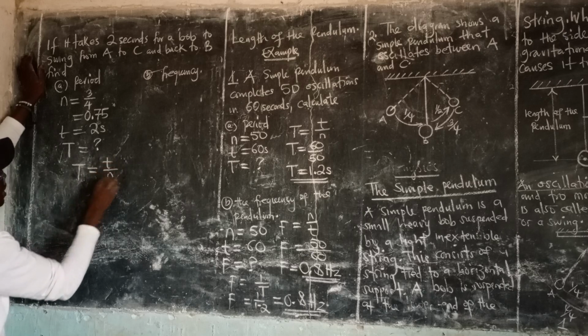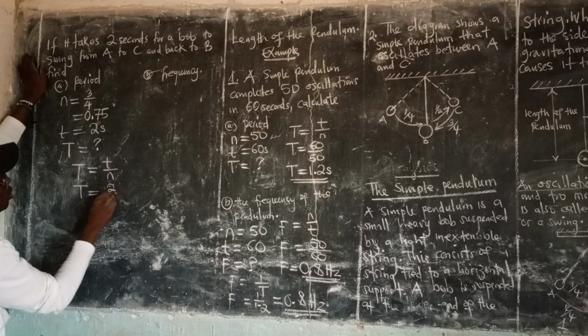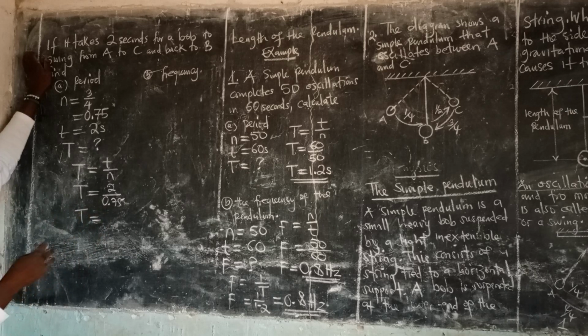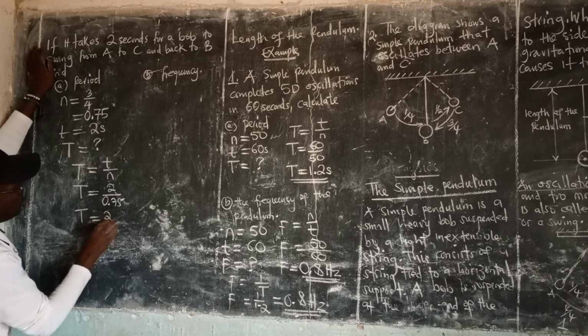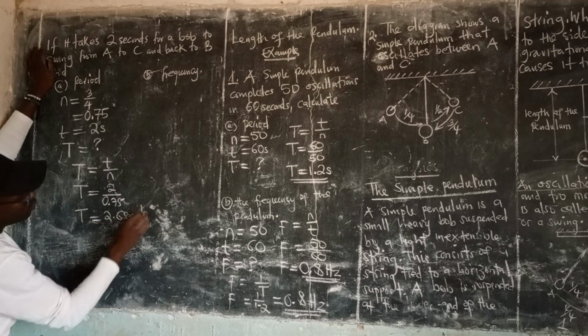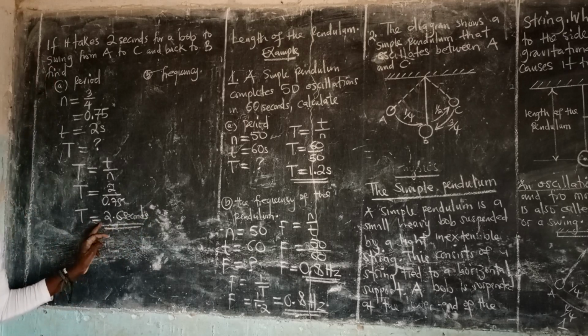T is equal to what? T over N. T is equal to what is our T, small letter? 2, divided by what? 0.75. Which means T is equal to what? 2.6 seconds. So the time it will take to complete one oscillation, it will take what?